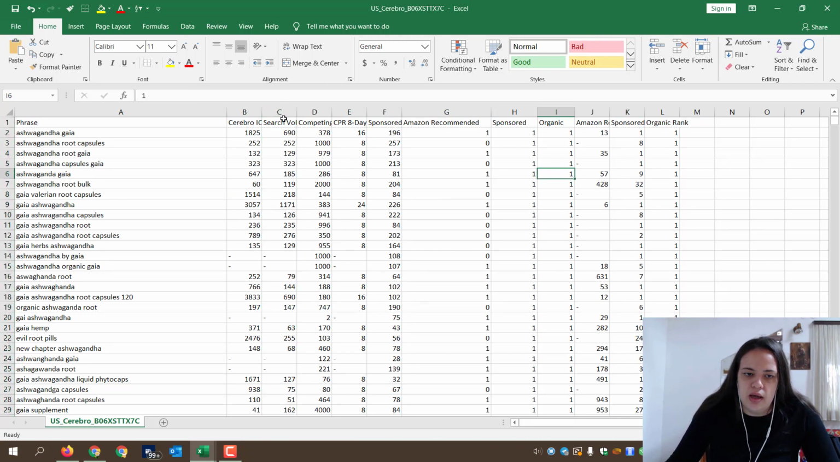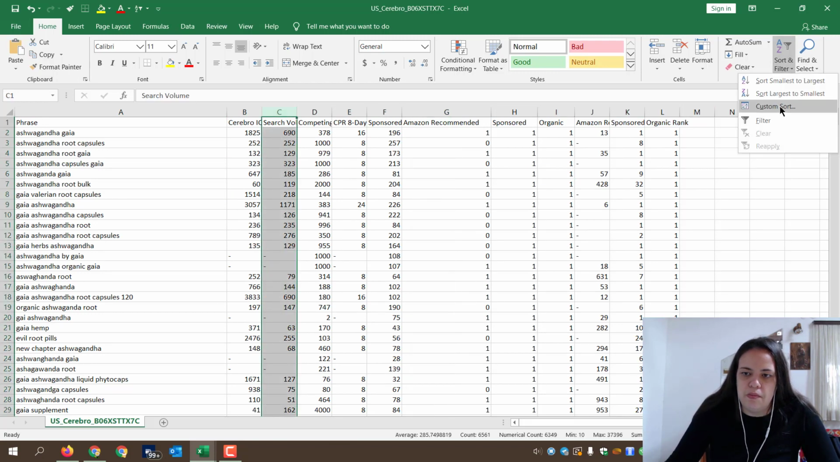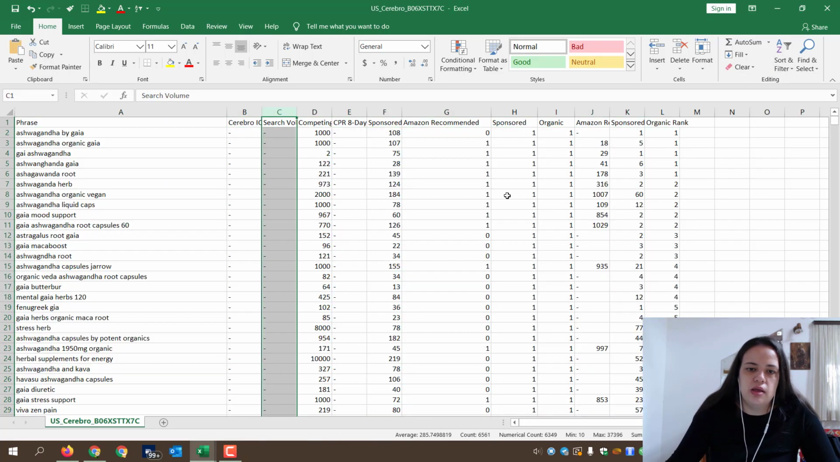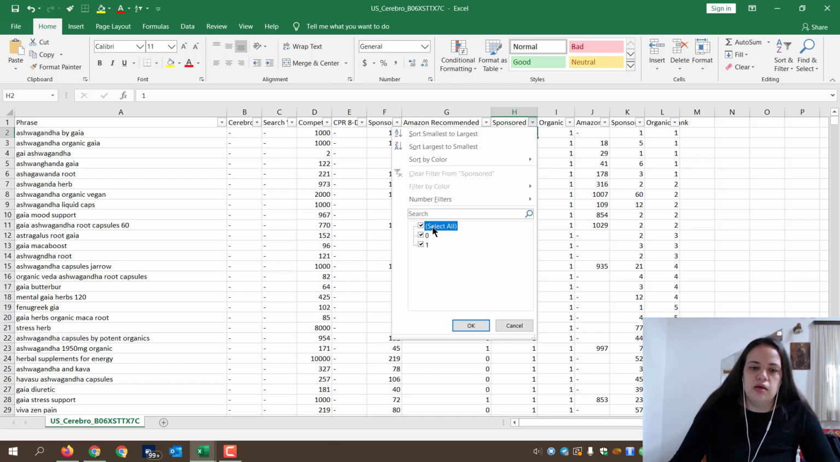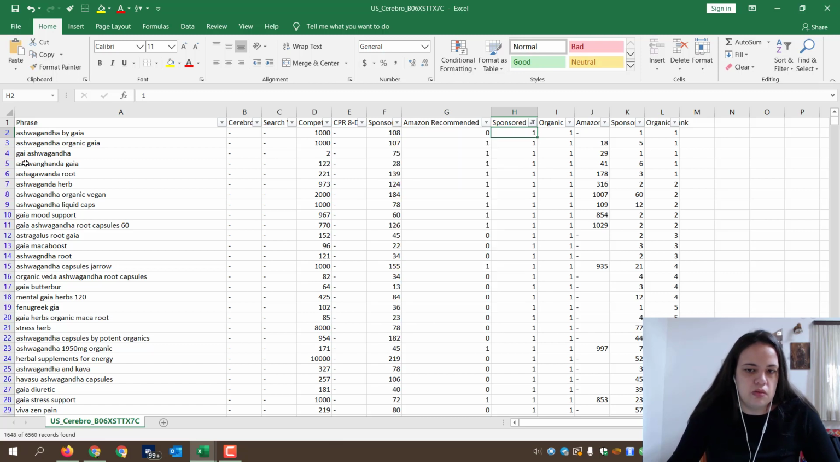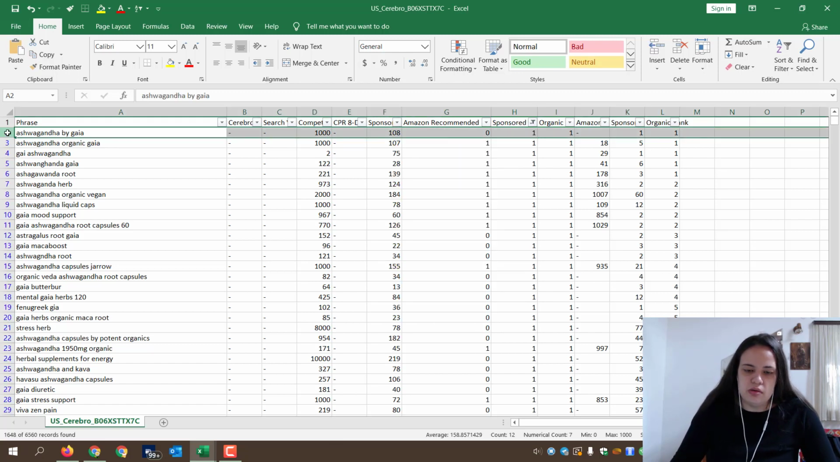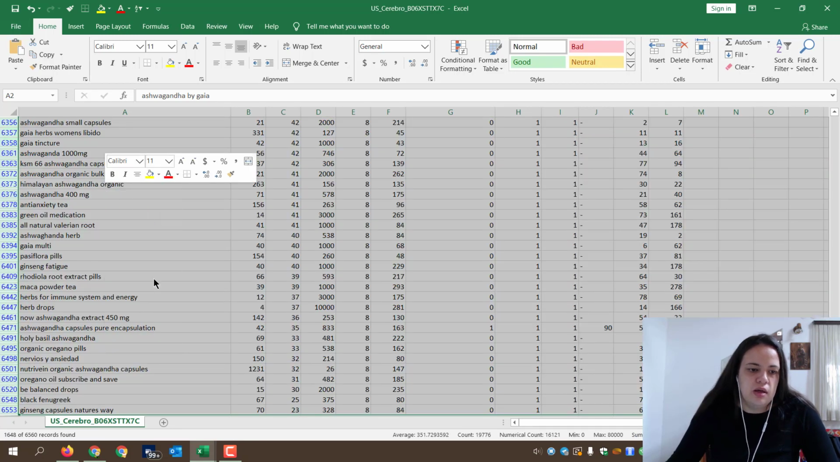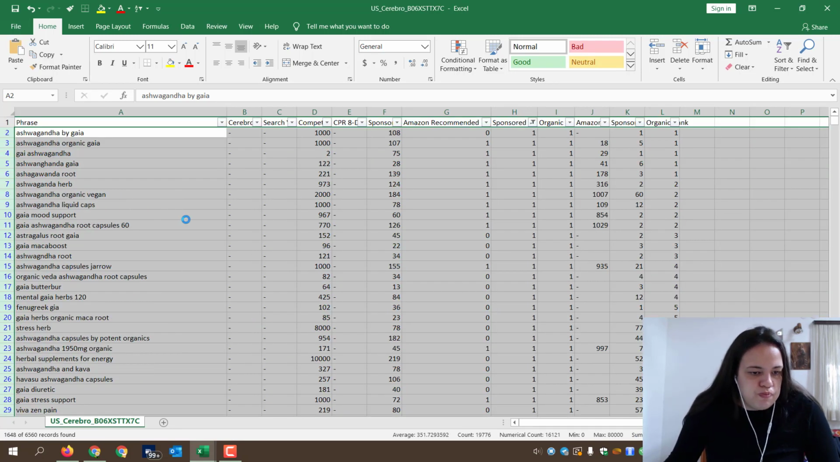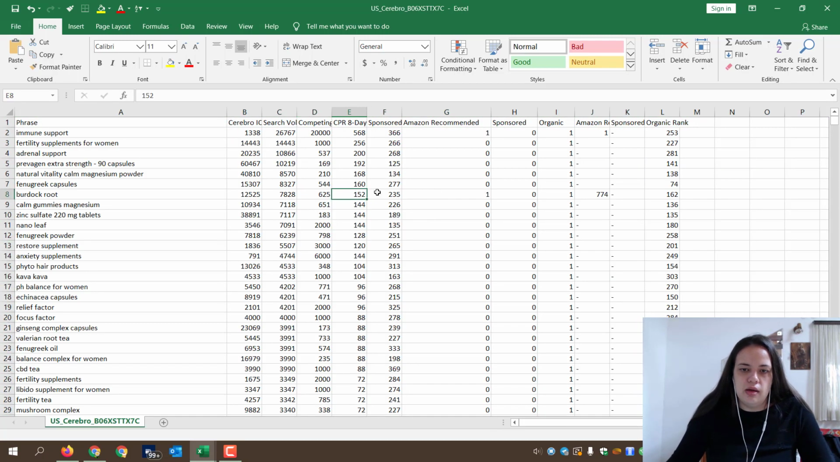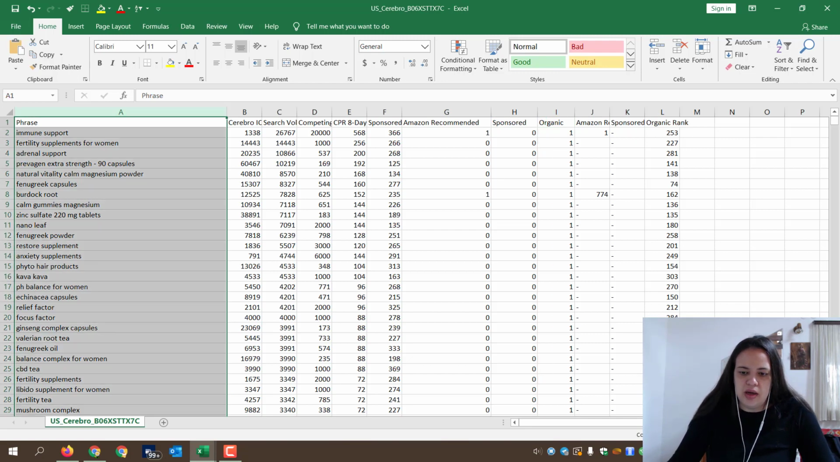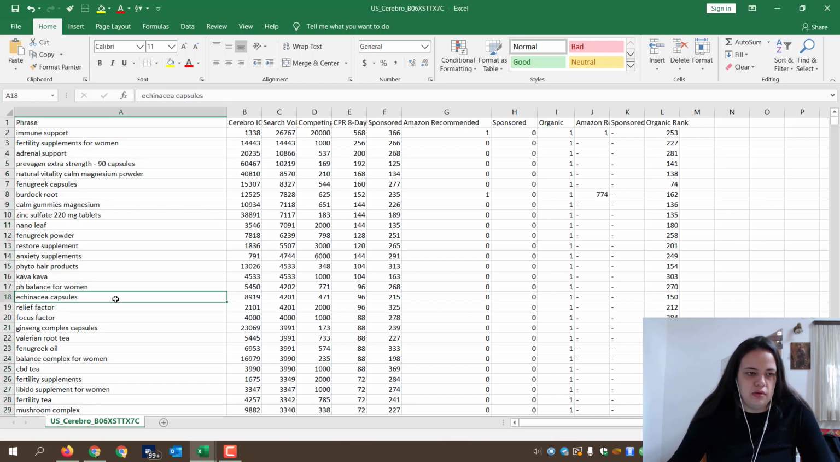Then we're going to sort by search volume, largest to smallest, and add filters again to exclude the sponsored ones. We might even go ahead and delete the sponsored ones, because they're just creating some confusion here in the list. So I'm going to delete those, and now let's see what the list is remaining: 4,900 keywords to look at.